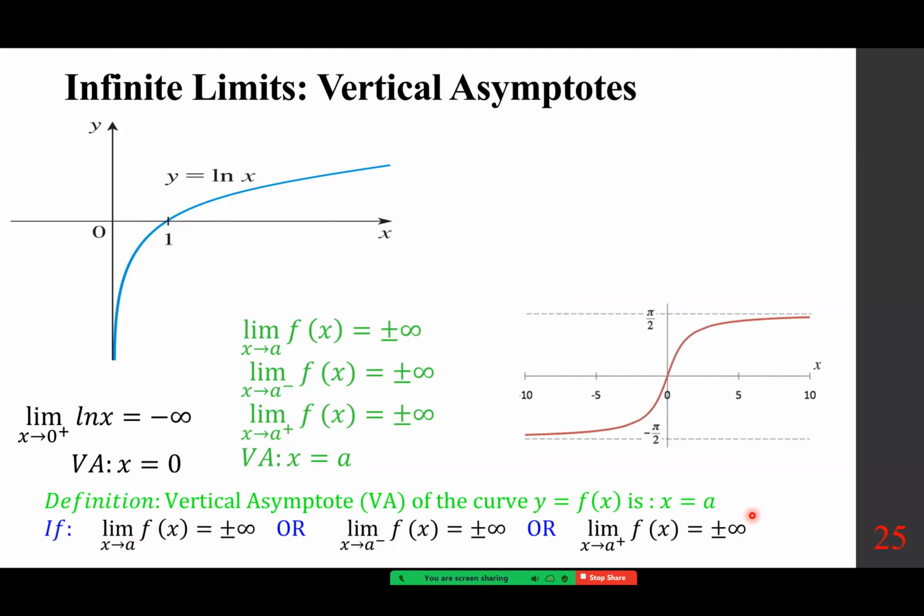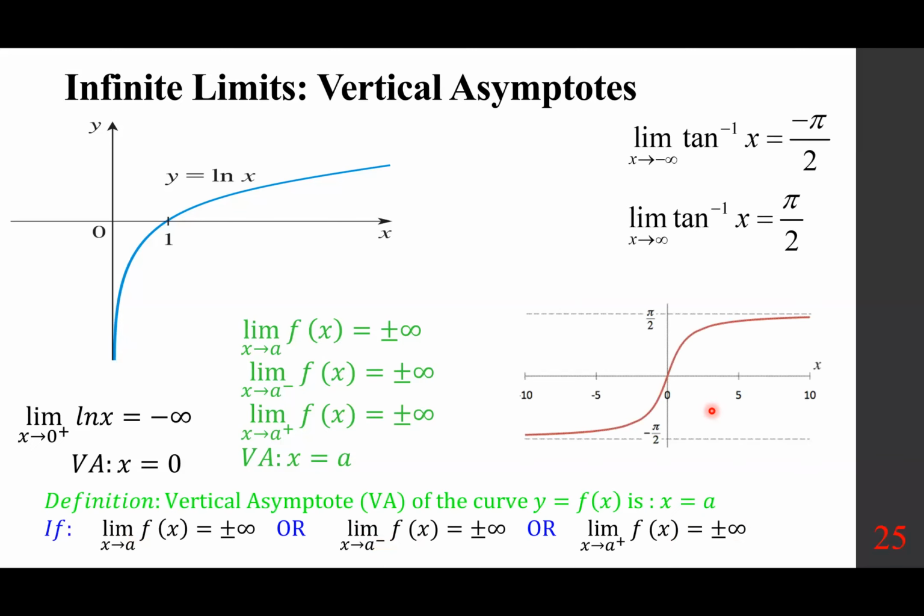Here's an example of a case that has two horizontal asymptotes. In this case, it's the tan inverse. The limit of tan inverse of x as x approaches minus infinity: when we go this way, it goes to minus pi over 2. When we go to the positive side, the limit of tan inverse of x as x approaches positive infinity is pi over 2.